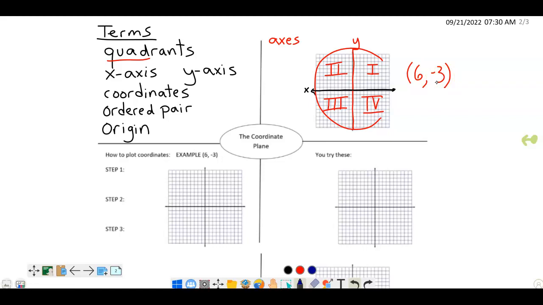So label these like this. Label it so you can really see it well. X, y. It's always in that order, x, y. This is also called an ordered pair. So these are the coordinates, and this is called an ordered pair because they're in order. X first, y second. So let's talk about how to find where 6, -3 is.